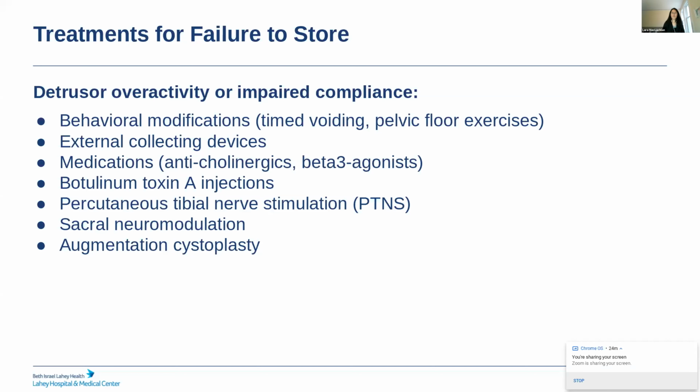Medications for detrusor overactivity, like the anticholinergics and beta-3 agonists that are on the market. Botox injections. Now we're talking about third line therapies for overactive bladder, like Botox injections, PTNS, and sacral neuromodulation. And then the last line would be, you could offer someone an augmentation cystoplasty.